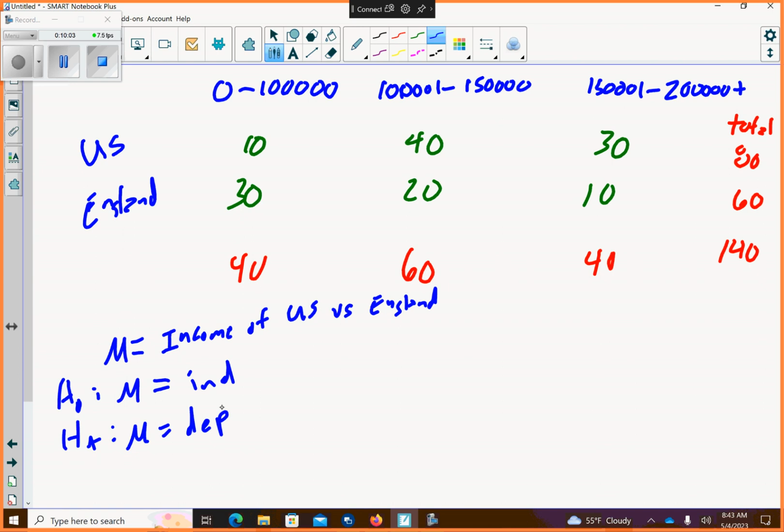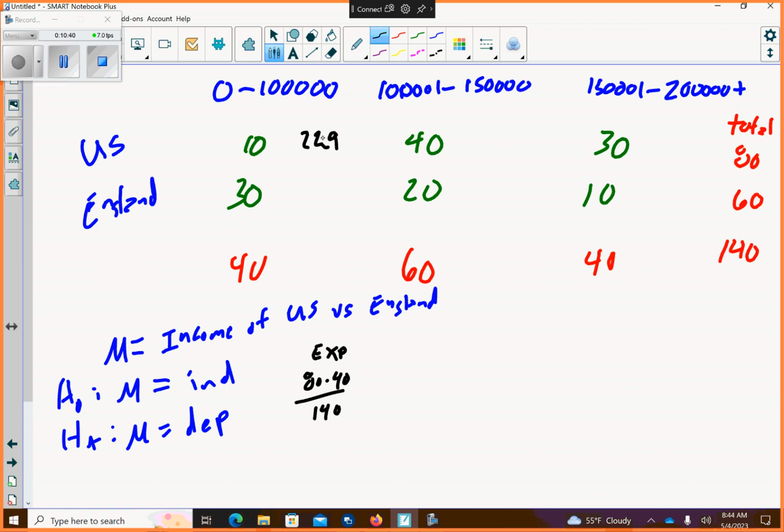So things that we can go from this, and you're going to be expected to know how to do this, so make sure you see how I do it. I'm going to try and do it in different colors. I need to figure out what the expected value would be. Right next to each of the numbers, I'll put the expected value. If I was looking right at the 10, I'm going to go 80 times 40 divided by 140, which is 22.9.